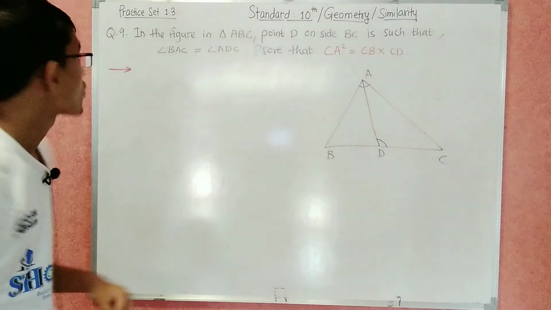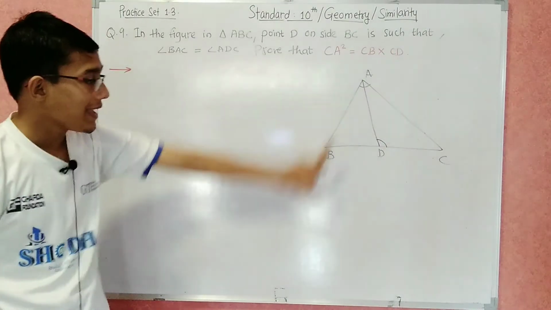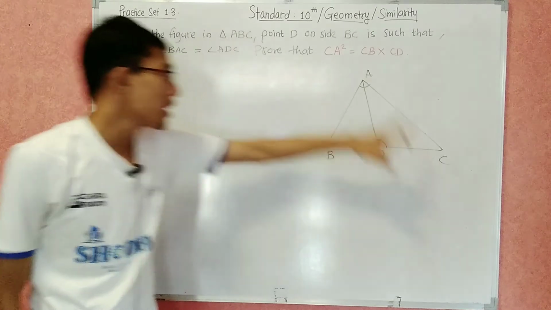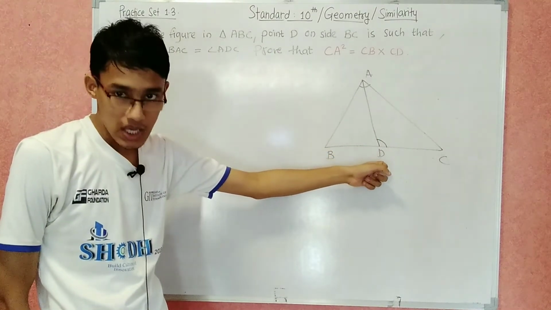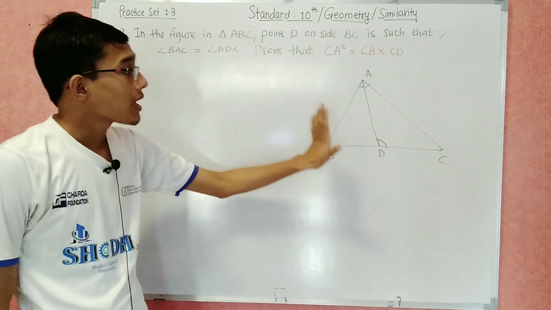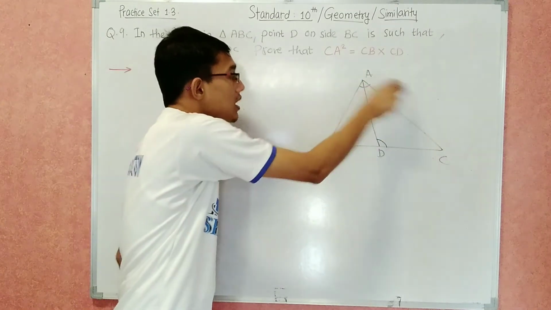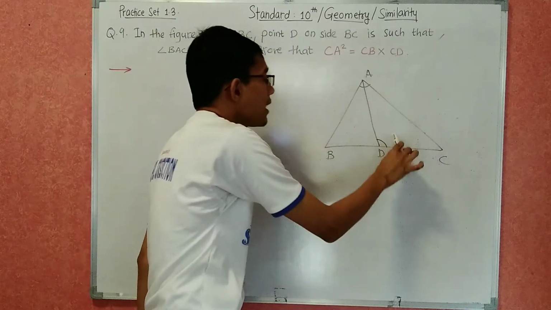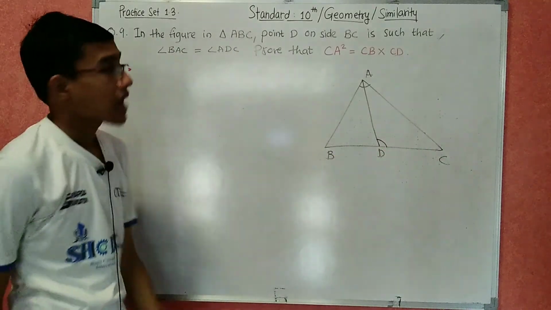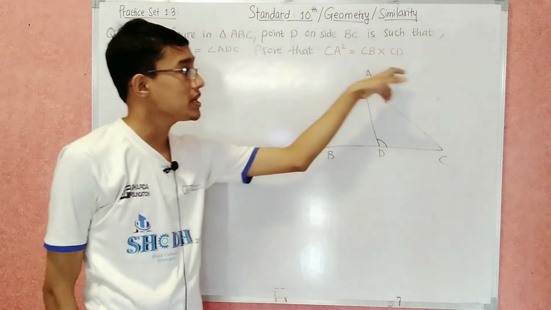Now we will see question number 9 of the practice set 1.3. So what is the question? In the figure, in triangle ABC, there is one point which is lying on side BC and that point is D. What else is given? That angle BAC is equal to angle ADC. And what we have to prove? We have to prove that CA square is equal to CB into CD.